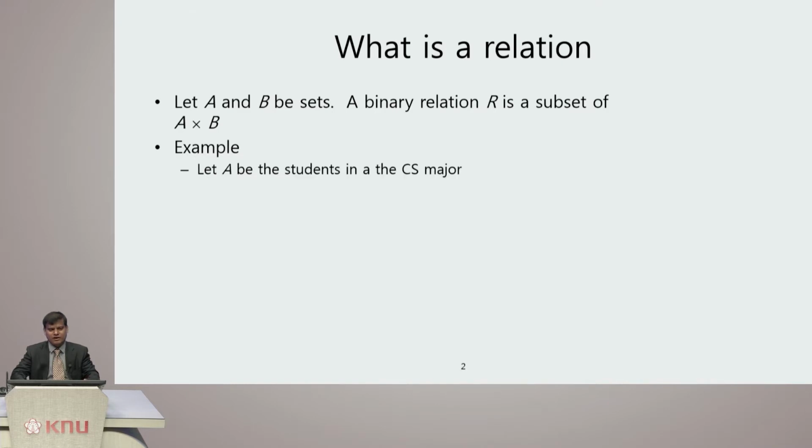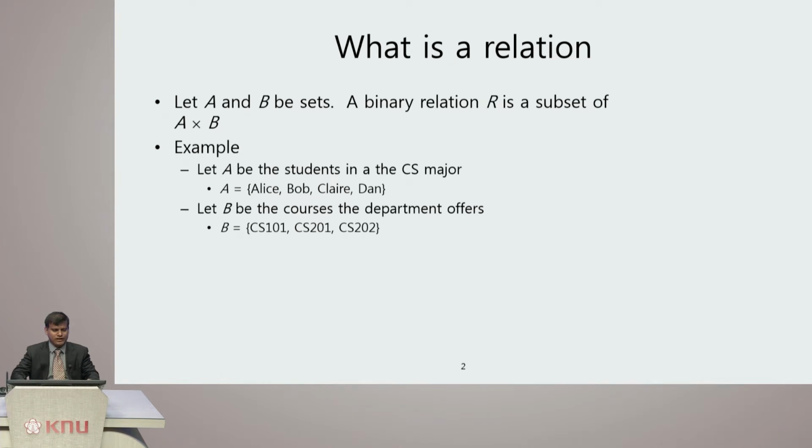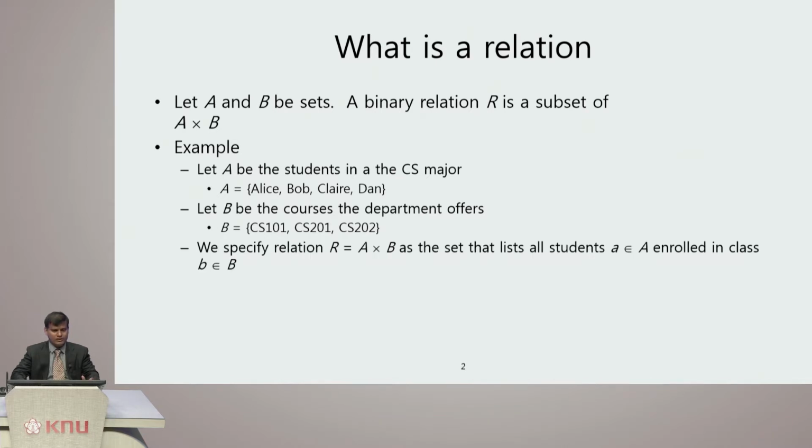Let's see an example here. Let A be the students in the CS major, say Alice, Bob, Claire, Dan. They are the students, and let B be the courses that the department offers, like CS 101, CS 201, CS 202. Let B be this set. And now we are going to have a relationship between these two sets. We specify the relation R from A to B as a set that lists all pairs (a, b) where a is an element of A enrolled in the class b, an element of B.